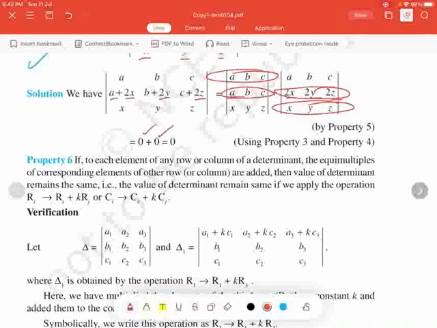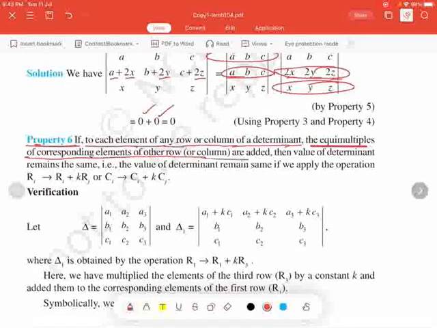Now the next property, property number 6, which is very useful to solve the determinants. So if equi-multiples of corresponding elements of other row or column are added, then the value of the determinant remains the same.